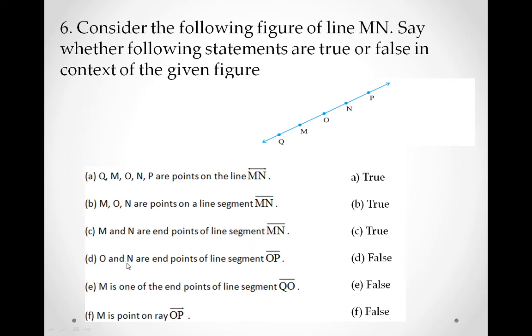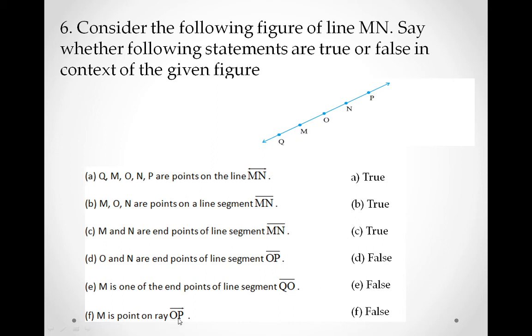D, O and N are endpoints of line segment OP. Look at here, this is the OP, and the endpoints of OP are O and P, but they give us O and N. So this statement is false. M is one of the endpoints of line segment OQ. Listen here, this is the OQ and the endpoints are O and Q, and M is the middle point. So it is not an endpoint. So this statement is false.